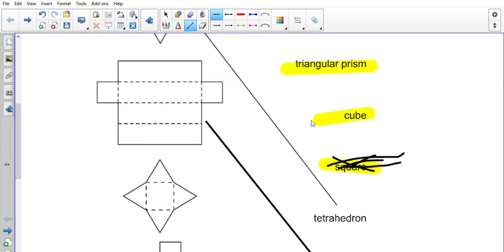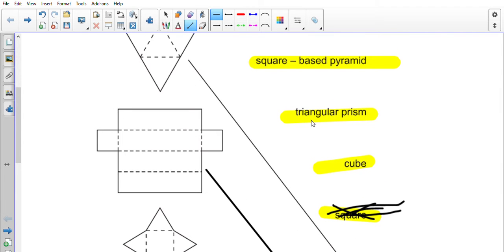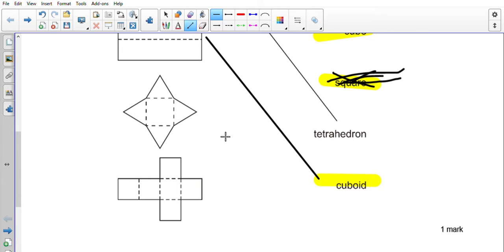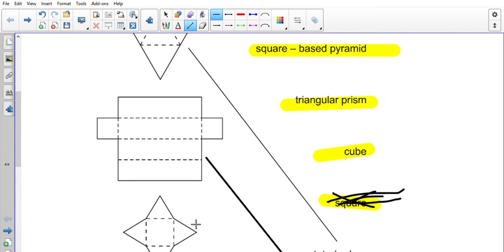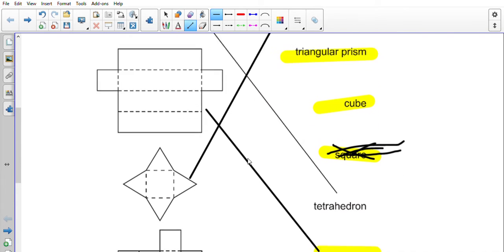Okie doke. So we've dealt with one. We've got 2 left. Here we have a square face, and then we have 4 triangular faces here. If you imagine this, visualize this, fold these up, that's going to give you that pyramid shape. And here we have our square-based pyramid. We know it's a square because the base of it is a square, hence the name square-based pyramid.